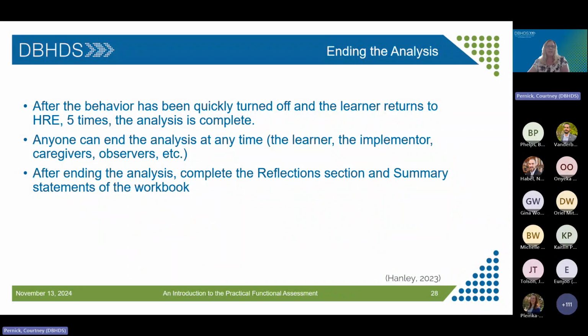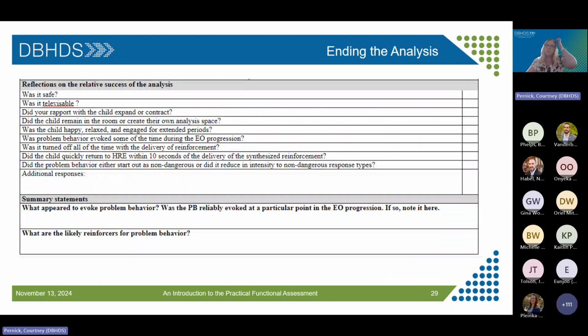And then after ending the analysis, you want to complete the reflection section and summary statements from that workbook that I talked about from the practicalfunctionalassessment.com website. And it looks like this. And you'll just kind of go through and ensure that all of those things were established during your analysis.